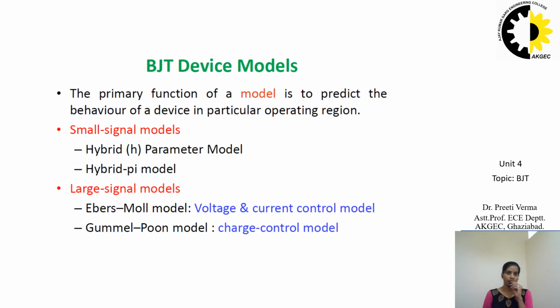Now we have different BJT device models. The primary function of a model is to predict the behavior of a device in particular operating regions. We have a small signal model and a large signal model. Under the small signal model, we have the hybrid h-parameter model and hybrid pi models. Under the large signal models, we have the Ebers-Moll model and the Gummel-Poon model. In the Ebers-Moll model, we have voltage and current control models.